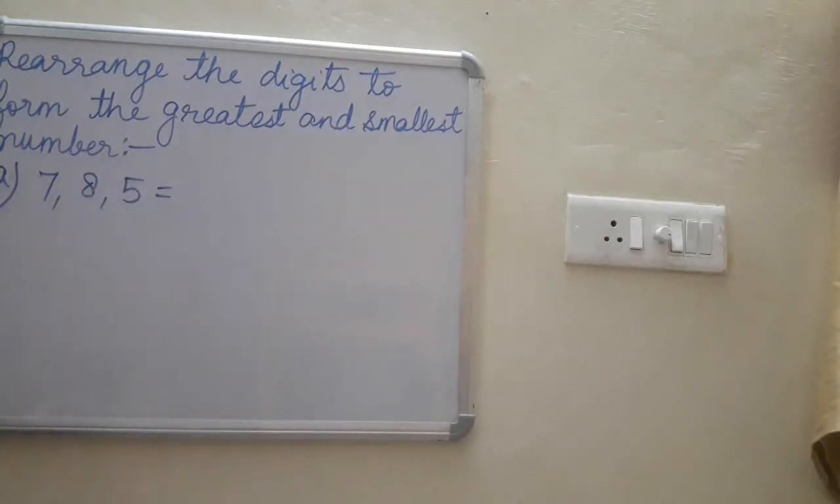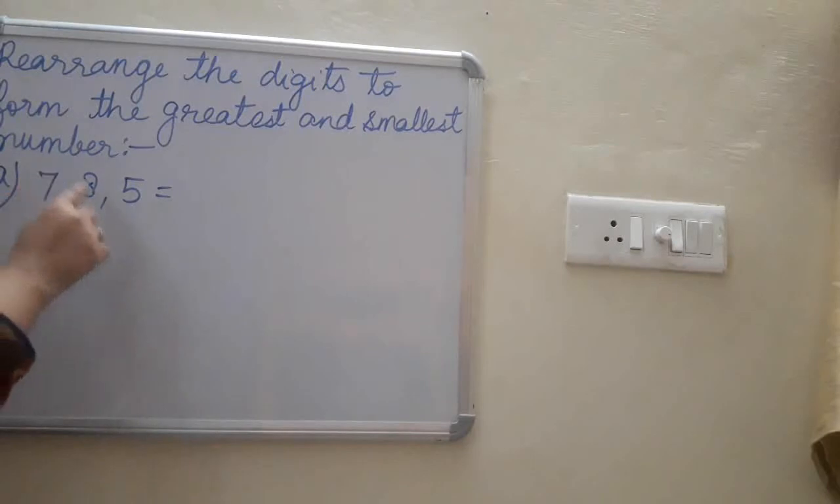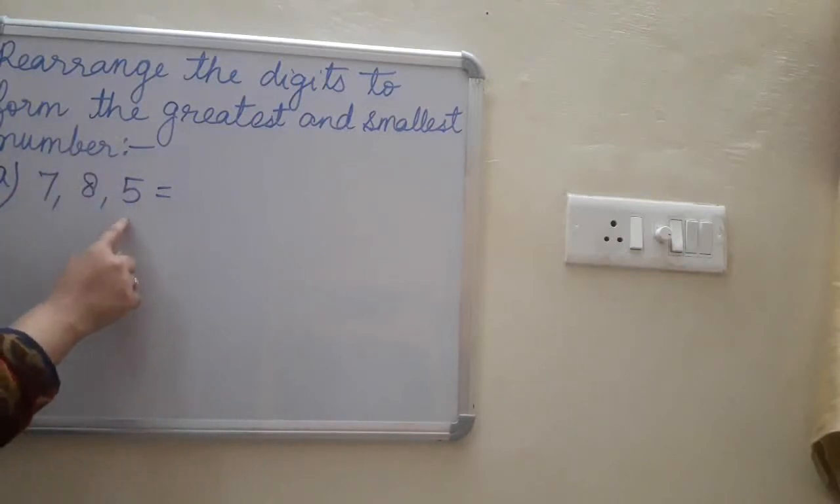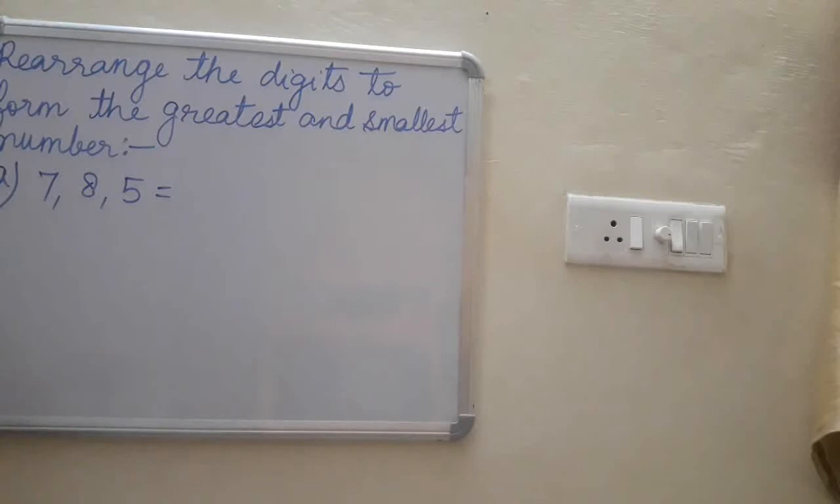Suppose we are given any 3 digits. In this case you can see there are 3 different digits. Here it is given 7, the next digit is 8 and one more digit is 5. So we have got 3 different digits. Now what we have to do? We have to form the greatest number and the smallest number by using these 3 digits.